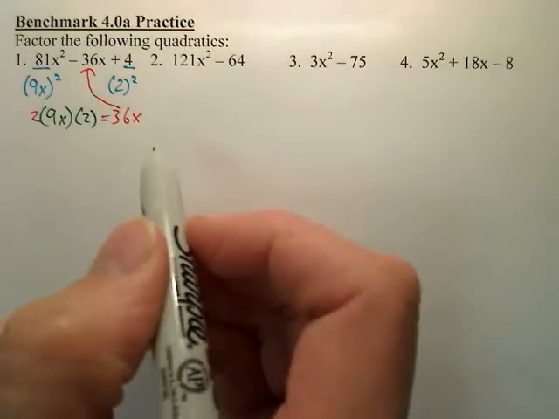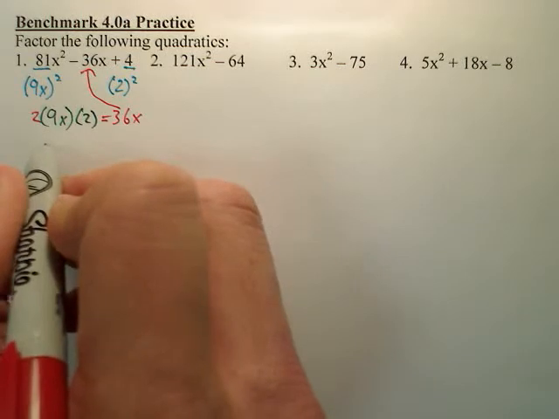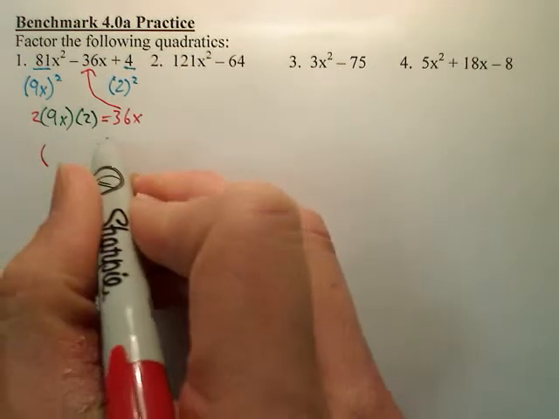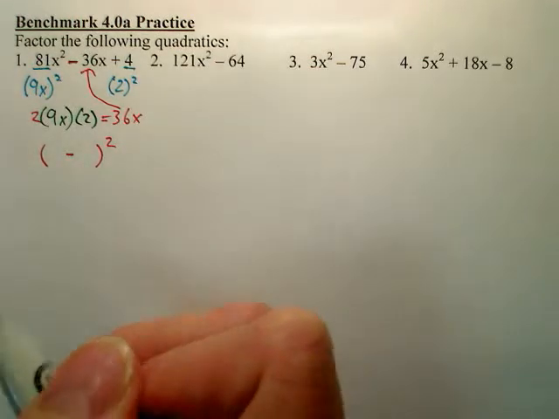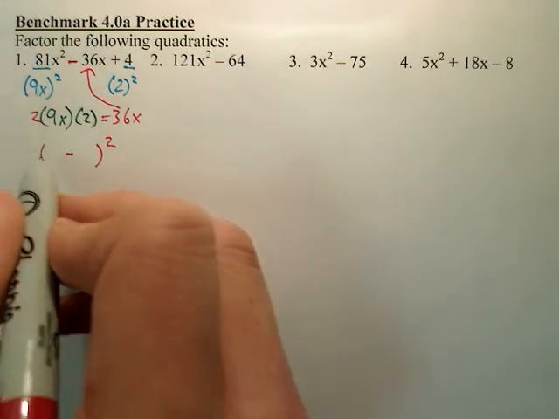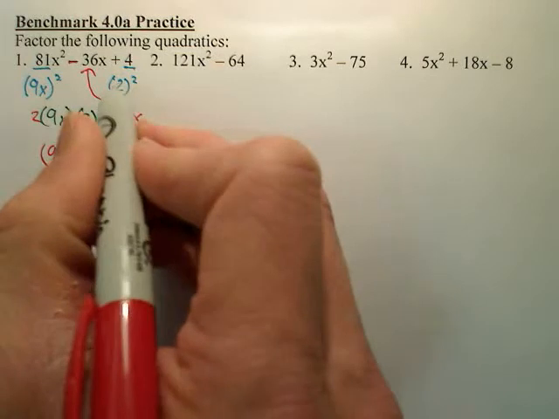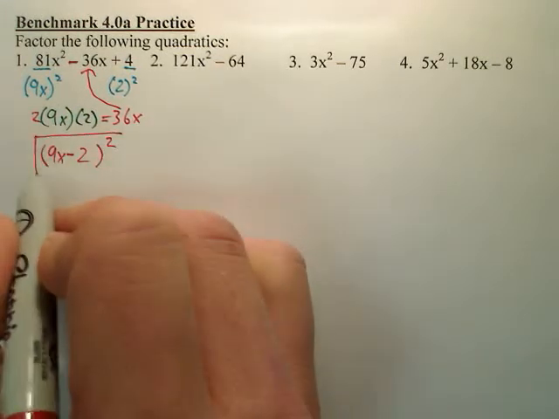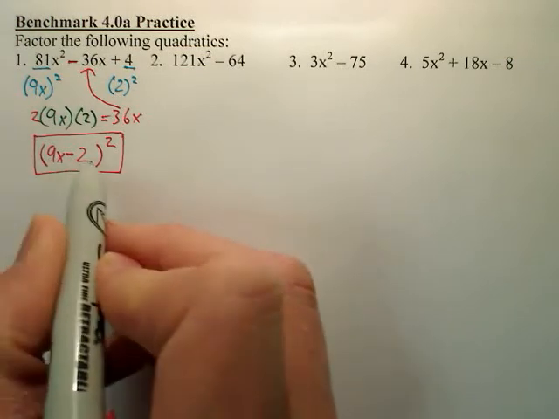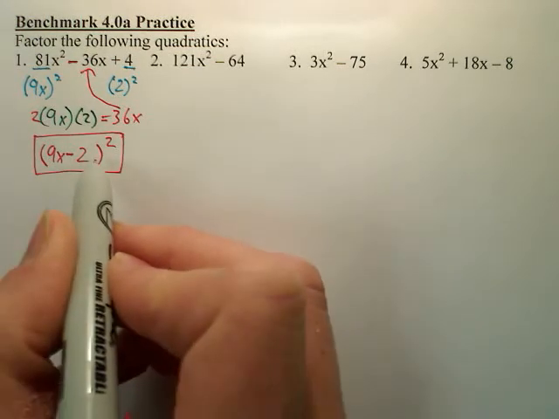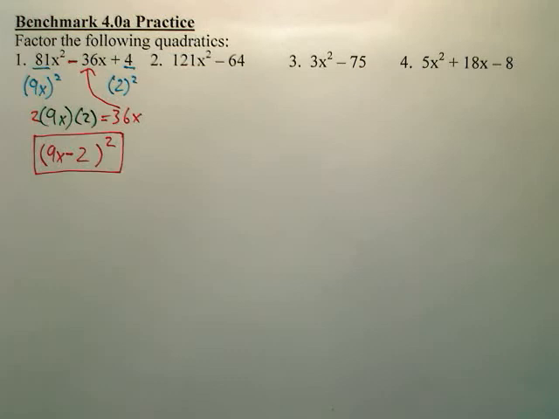It does match. Yay! So our answer is going to be something squared. That is a minus, so this is a minus. And you simply take these two pieces. The 9x is your first piece. The 2 is your second piece. And that is called factored form. That's 9x minus 2, 9x minus 2. Two of the same factors.